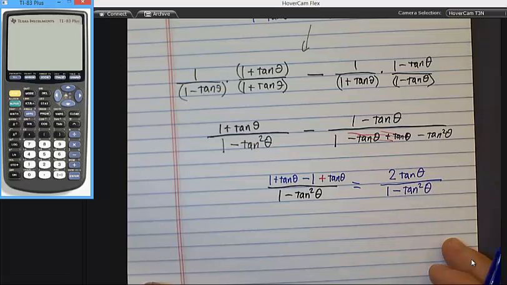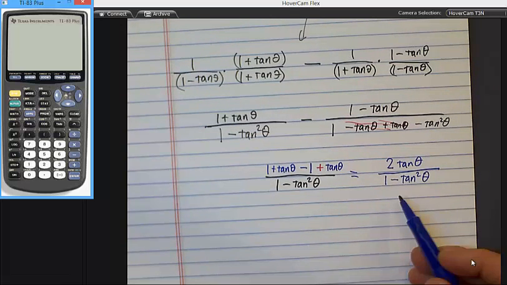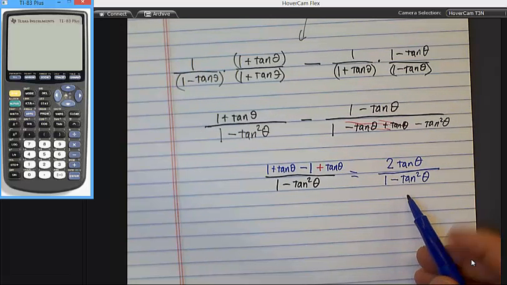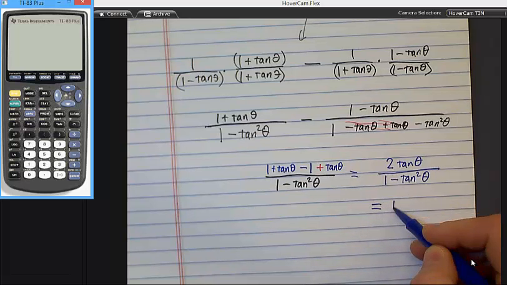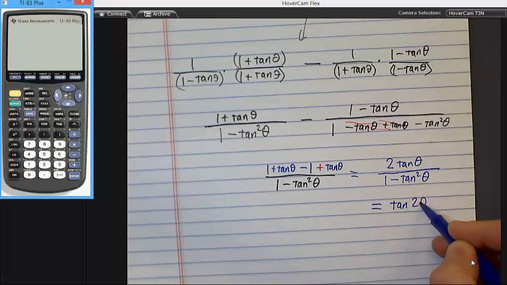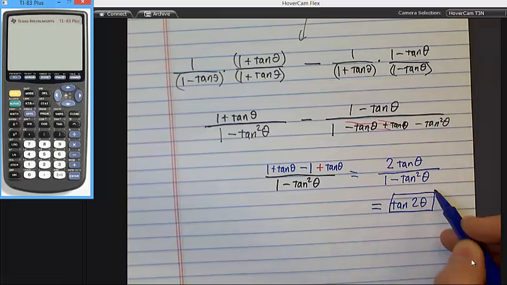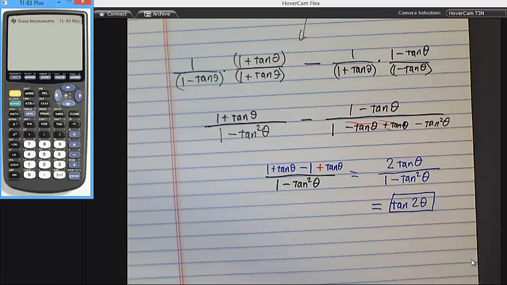And I don't know if you've seen this enough to know what that is. But you go ahead and look at the gray box in this section and you'll see, oh, that's the tangent of 2 theta. That's exactly the identity for tangent of 2 theta. It's the same formula you'll find in a box in that section.